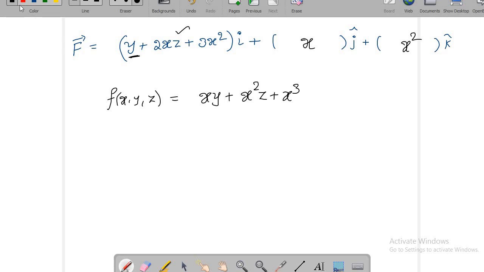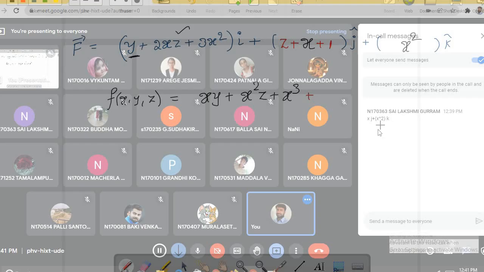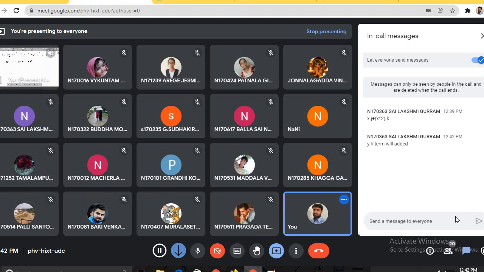Okay. Now I'll do one thing. I'll add some extra terms. Here xj plus x squared k is enough. But now here I would like to add one more term. I would like to add z here, plus 1. Now this time I fix the i component and the j component. Now you should tell me what is the k component. Tell me. It means I added some extra terms here. What is it? A k term will be added.